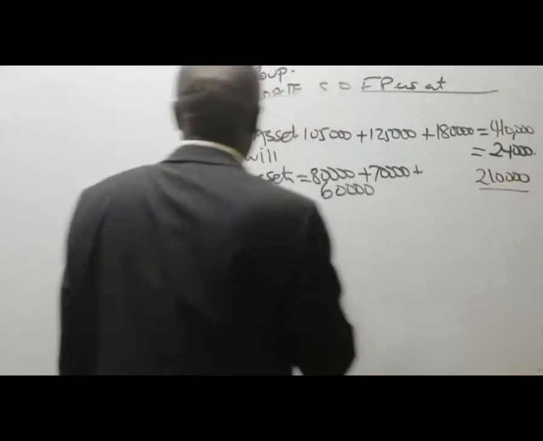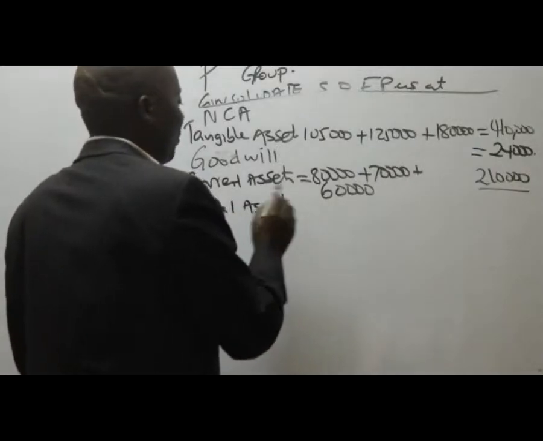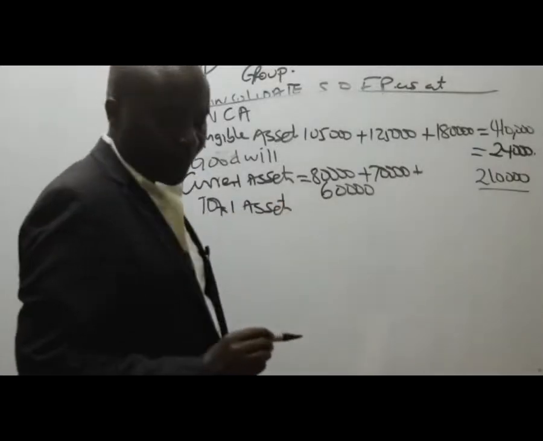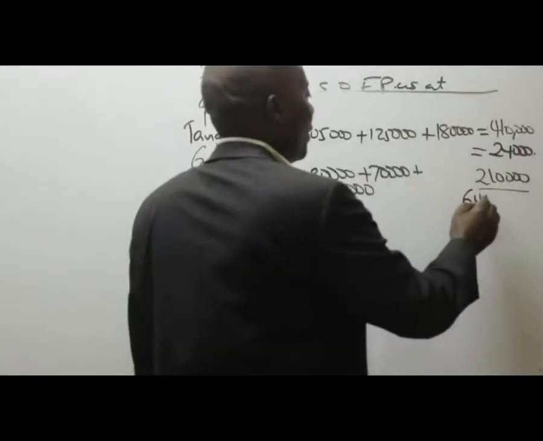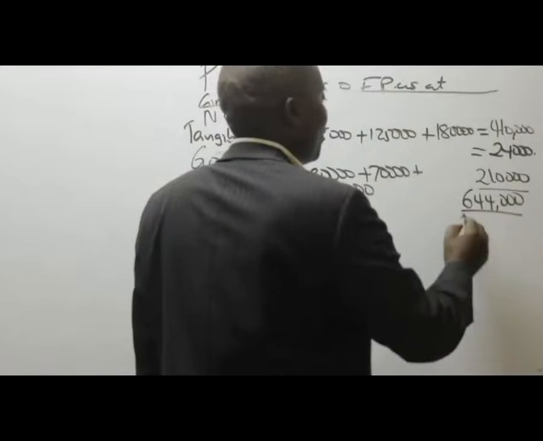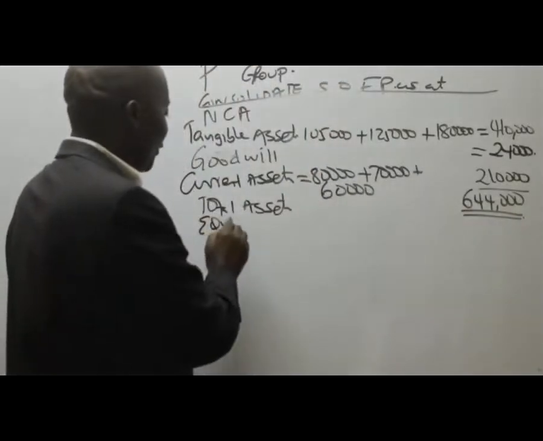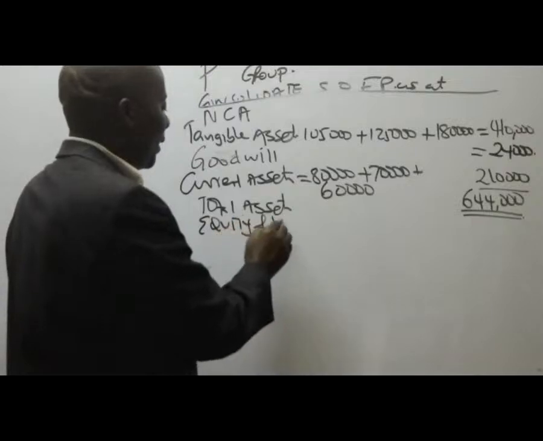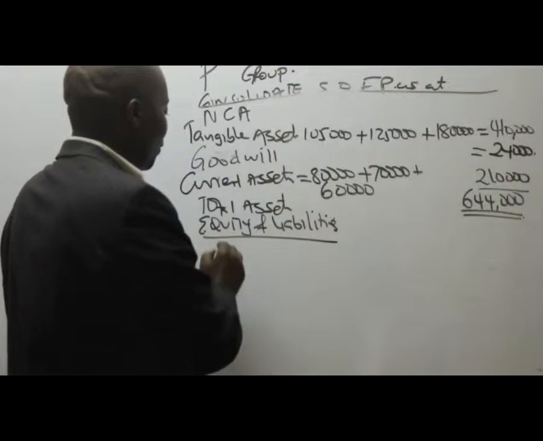So what is my total assets base? 644,000. Thank you very much. From there, we go to the equity and liabilities side. We start with the equity.